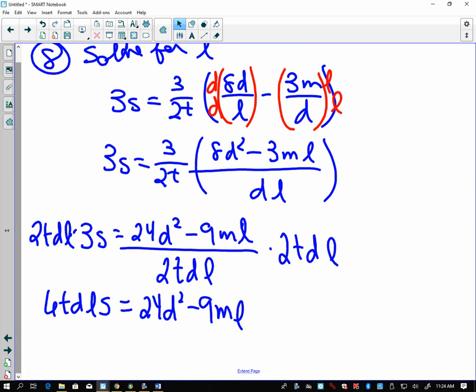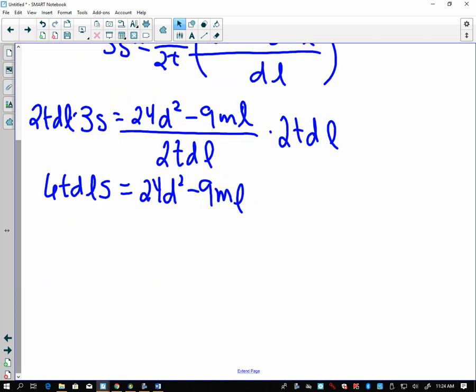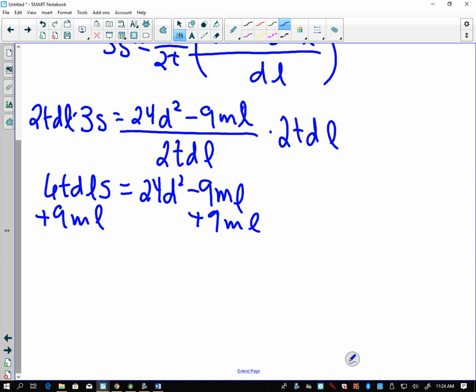All right, let's keep going here. Because I want to solve for L, I'm trying to get all the L's together. That means I'm going to add 9ml to the other side because it also has an L. So I have 9ml plus 6TDLS equals 24D squared. Now what I want to do is factor out the L.